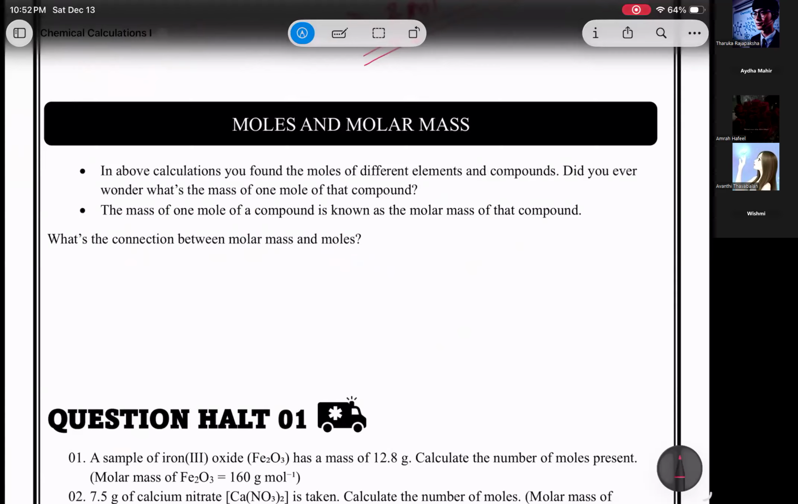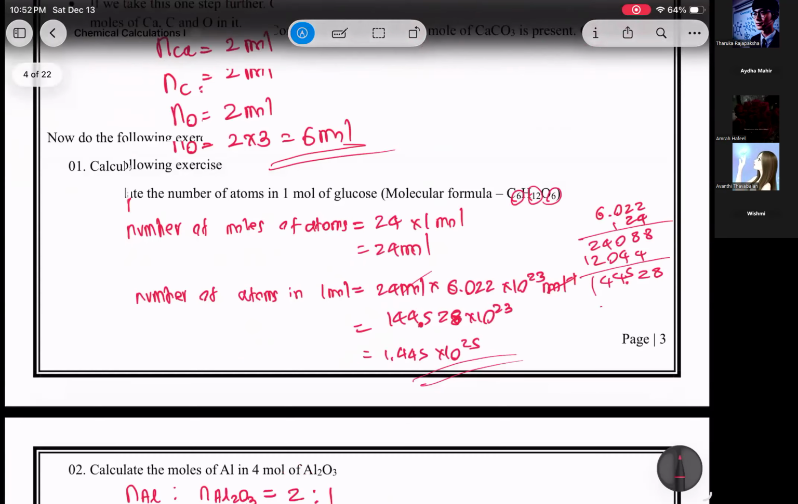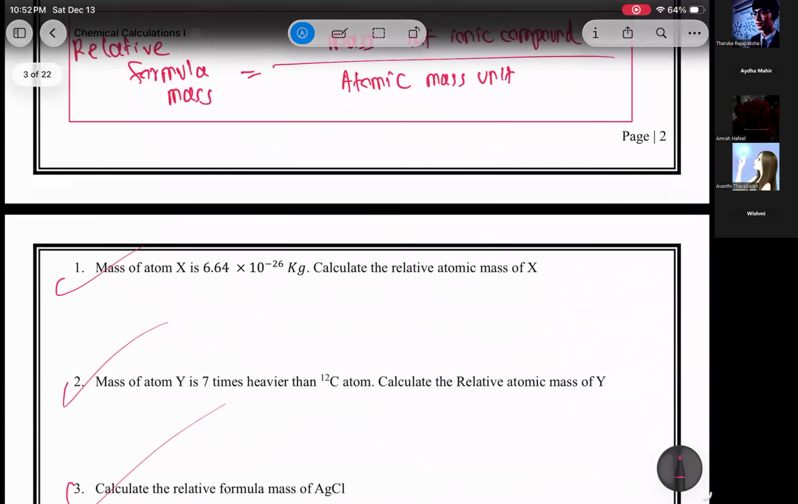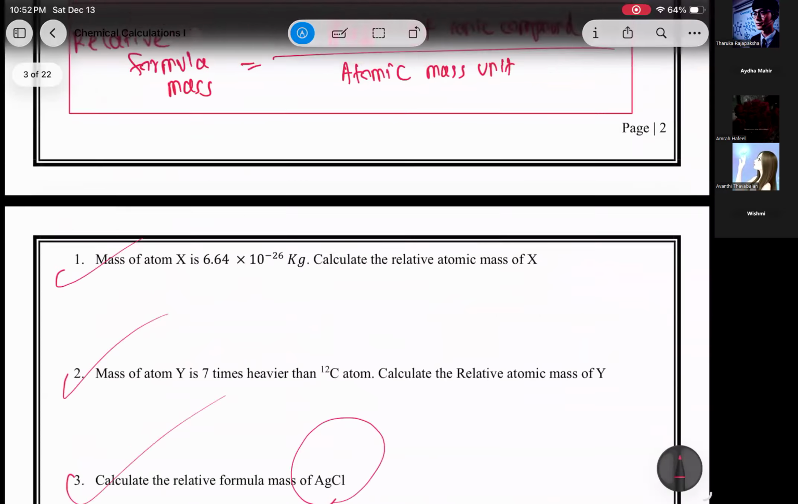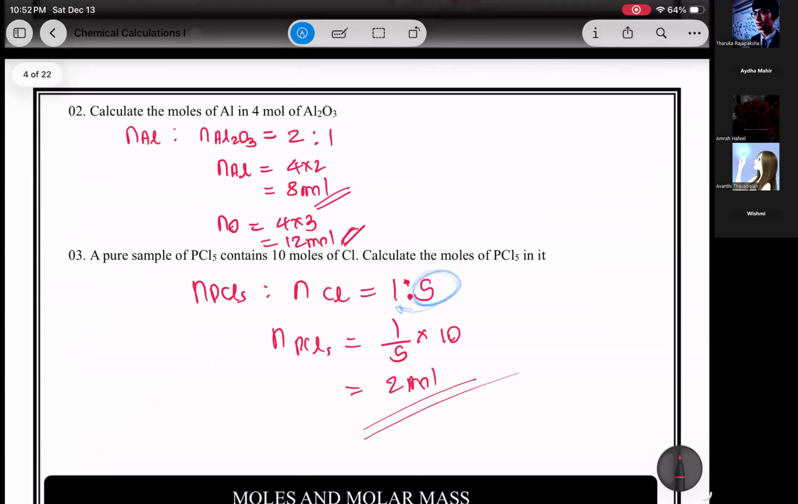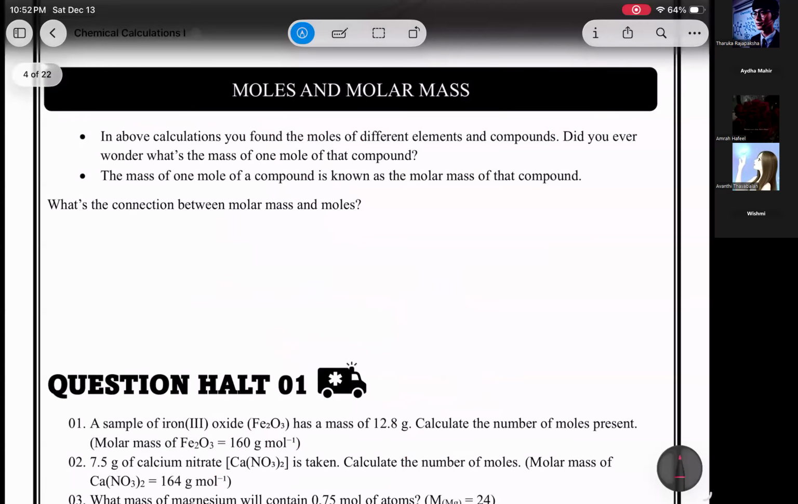Okay. Now moles and molar mass. In the above calculations, you found the moles of different elements and compounds. Did you ever wonder what's the mass of 1 mole of that compound? Did you ever ask yourself, what is the mass of 6 moles of oxygen? What is the mass of AgCl? What is the mass of Al2O3, whatever. You didn't worry about the mass, right? Well, now we have to worry.